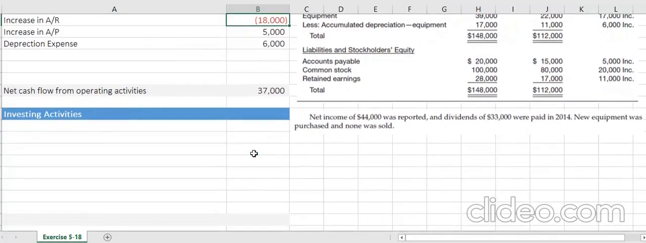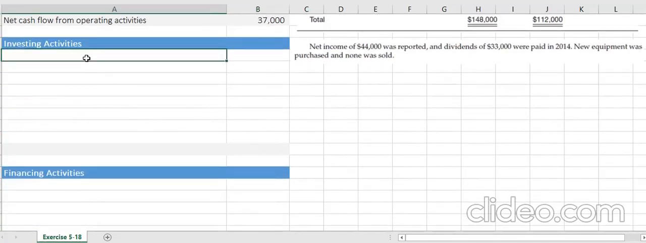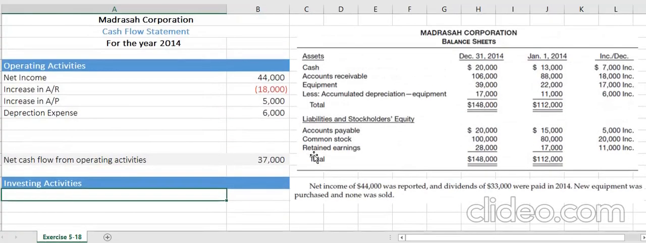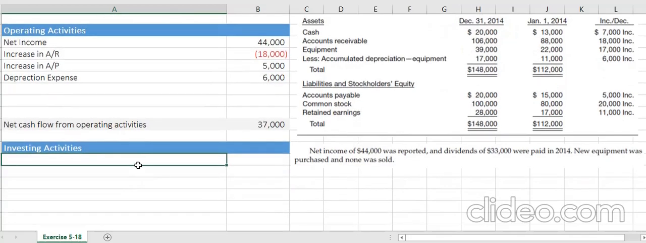The next section is investing activities. You know that investing activities are related to long-lived assets or non-current assets. So let's see if we have any non-current asset information. Yes, we do have equipment. Equipment was $22,000 at the start of the year, and now equipment is worth $39,000. It means the equipment of this company has increased by $17,000. In other words, the company has purchased more equipment for their business. How much worth of equipment was purchased? $17,000.